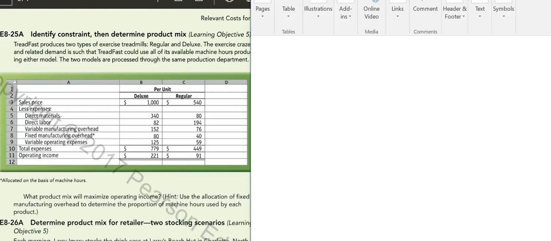Let's try to do another problem. Now we are going to do E825A. It's on page number 487. And this problem is about a product mix.